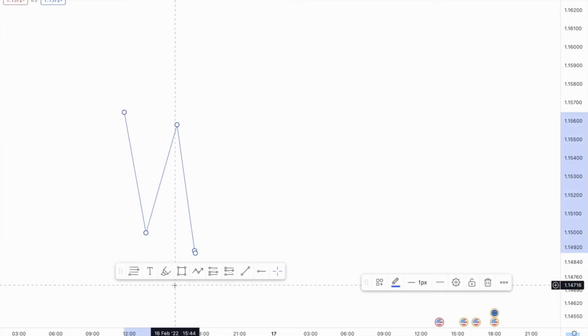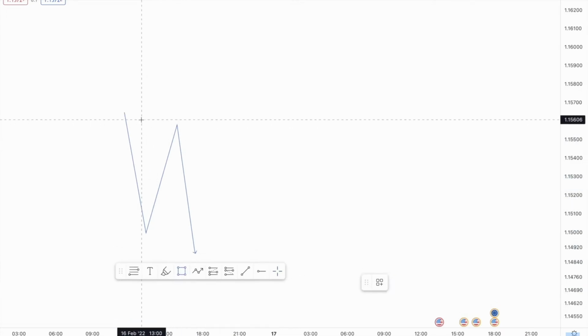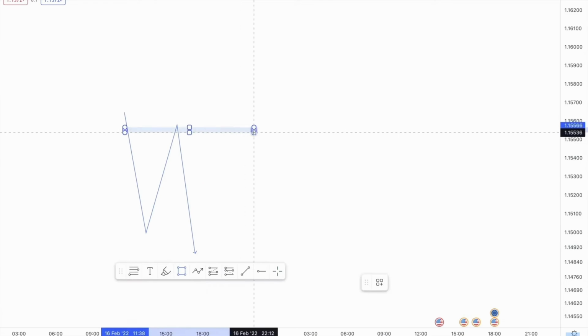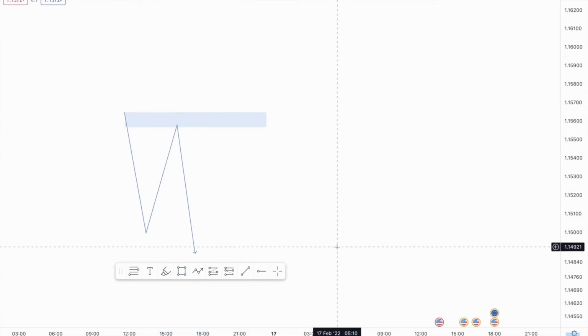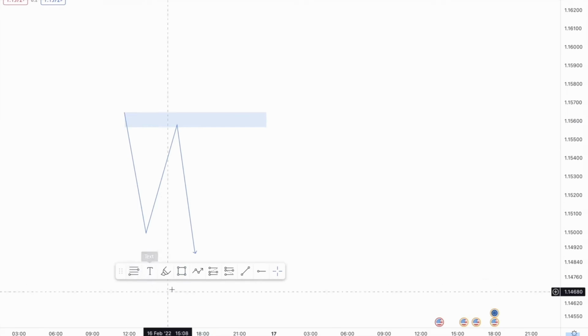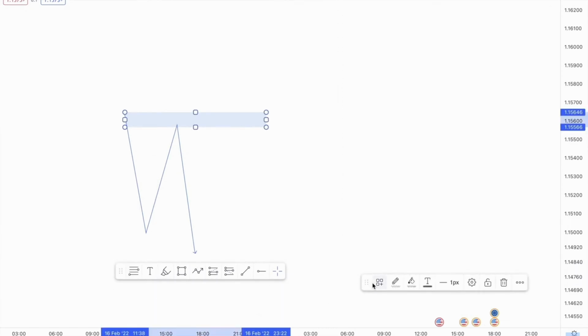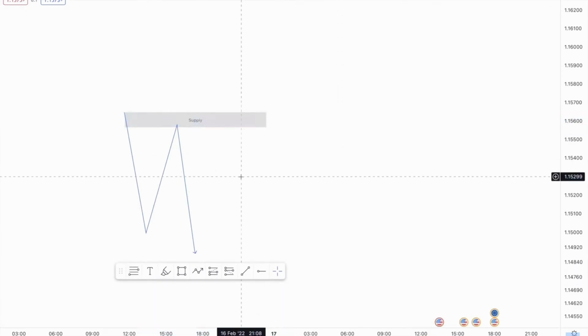Now, supply in this area would have been what caused this down move. Okay, so this area here would have been our supply. Now, you can't really see the actual zone on the line chart, but this is just a brief example of where supply would sit in the market, okay? Now, if I mark this, we'll mark it as our supply zone. So this is our supply zone, okay?